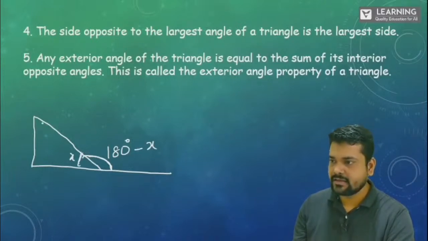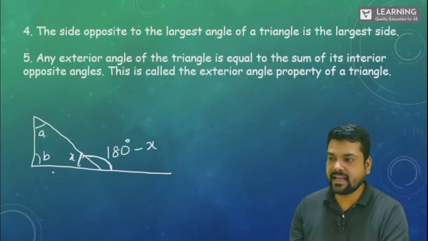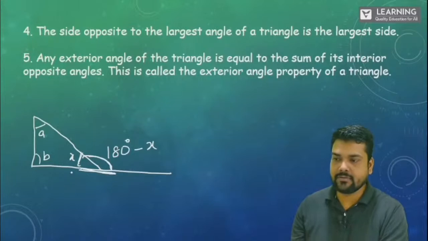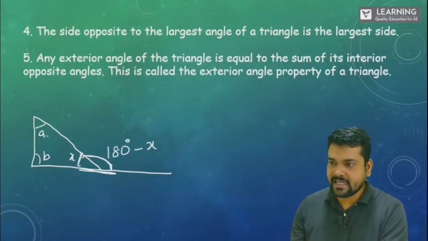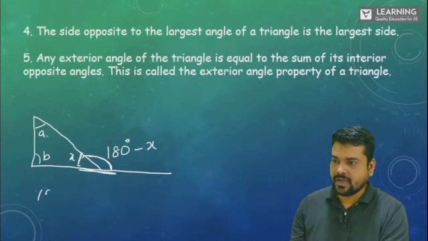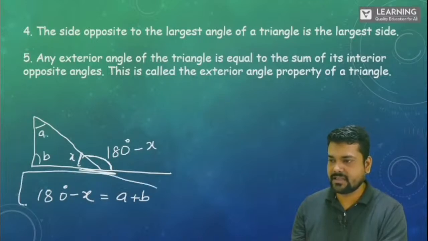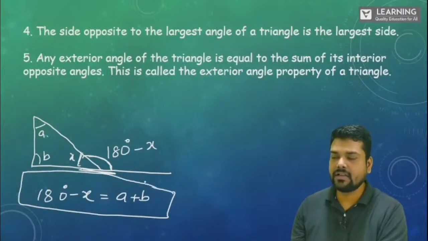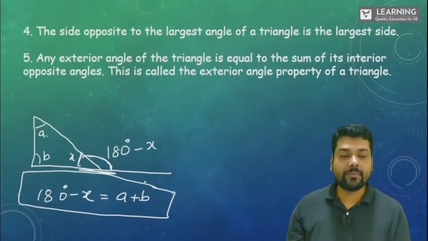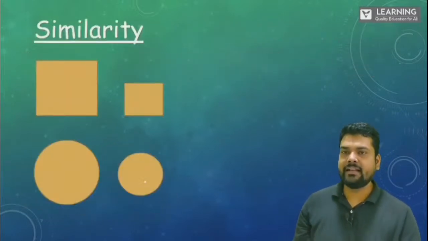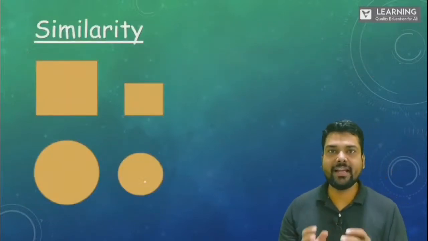Fine. That is A and that is B. So they are saying that it is a straight angle, 180 degrees. A plus B plus x will be 180 degrees. That means 180 degrees minus x is equal to A plus B. So that is the thing they are going to tell. So this is the fifth property.